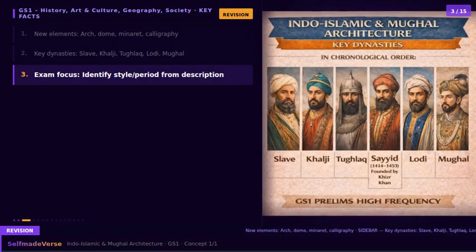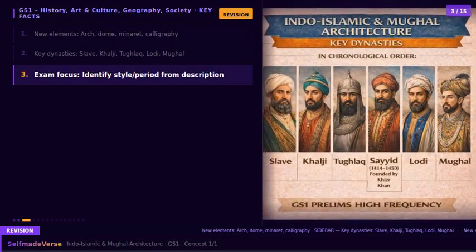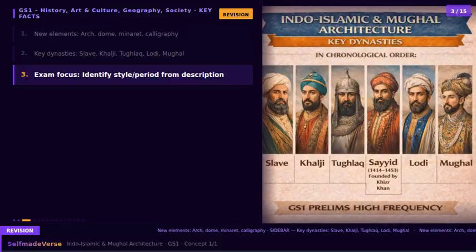Prelims tests your ability to identify an architectural style or period from a written description alone. Knowing signature features, like Tughlaq's sloping walls or Shah Jahan's Pietra Dura, lets you pinpoint the builder and period instantly.